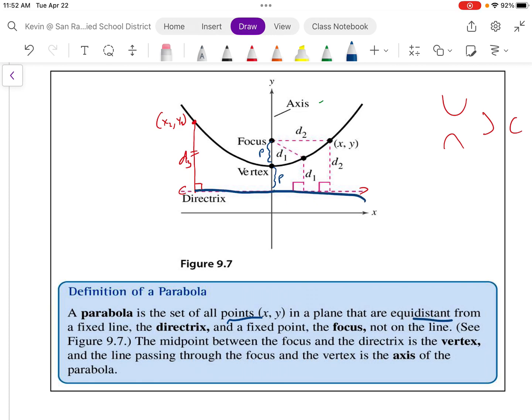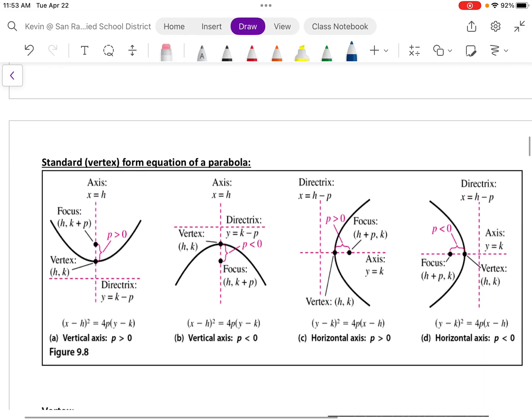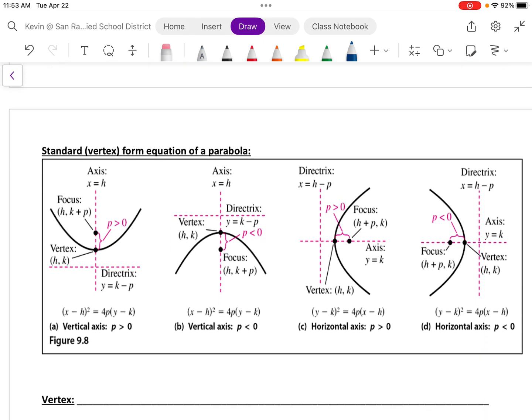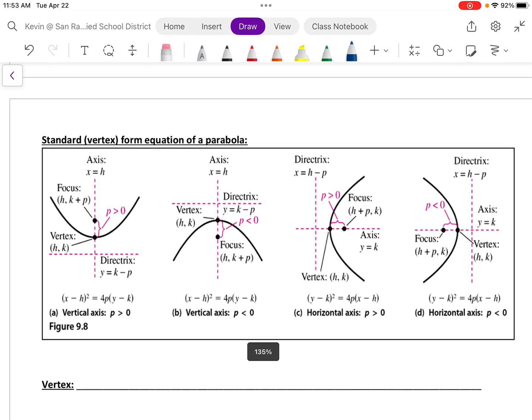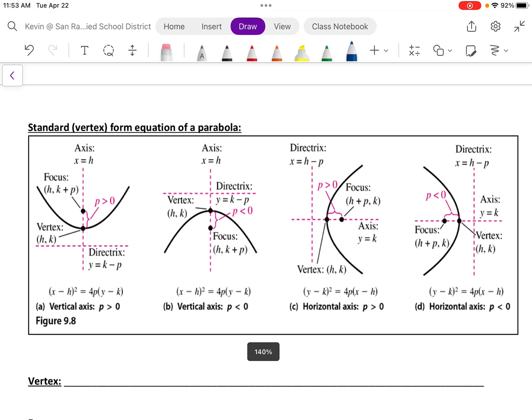We're going to get to that. So the parabola is the set of all points X and Y in a plane that are equidistant from a fixed line, that fixed line is this directrix, and a fixed point, the focus, that's not on the line. The midpoint between the focus and the directrix is the vertex, right? And the line passing through the focus and the vertex is the axis of the parabola. So this is the axis of the parabola, or axis of symmetry.